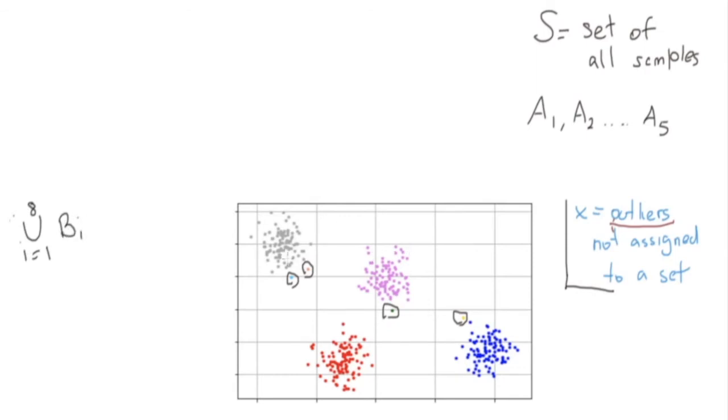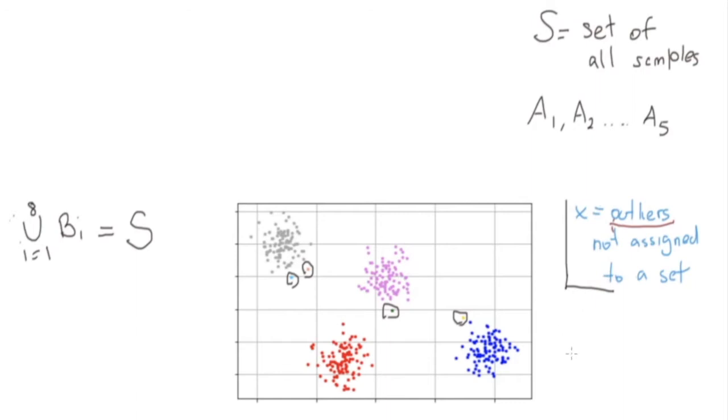So this would be B1, B2, B3, B4, B5, B6, B7, B8. So if we take the union of all the B's from 1 to 8, we find that it does equal S. It does equal the set of all samples. And the reason for that is that we don't have any outliers.